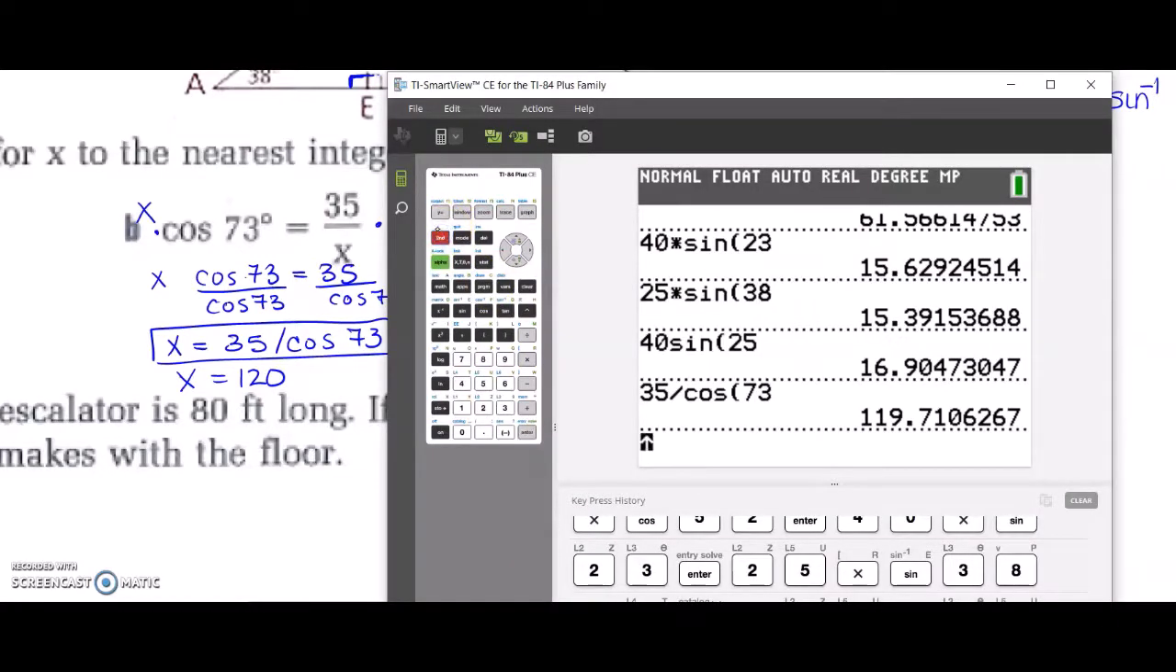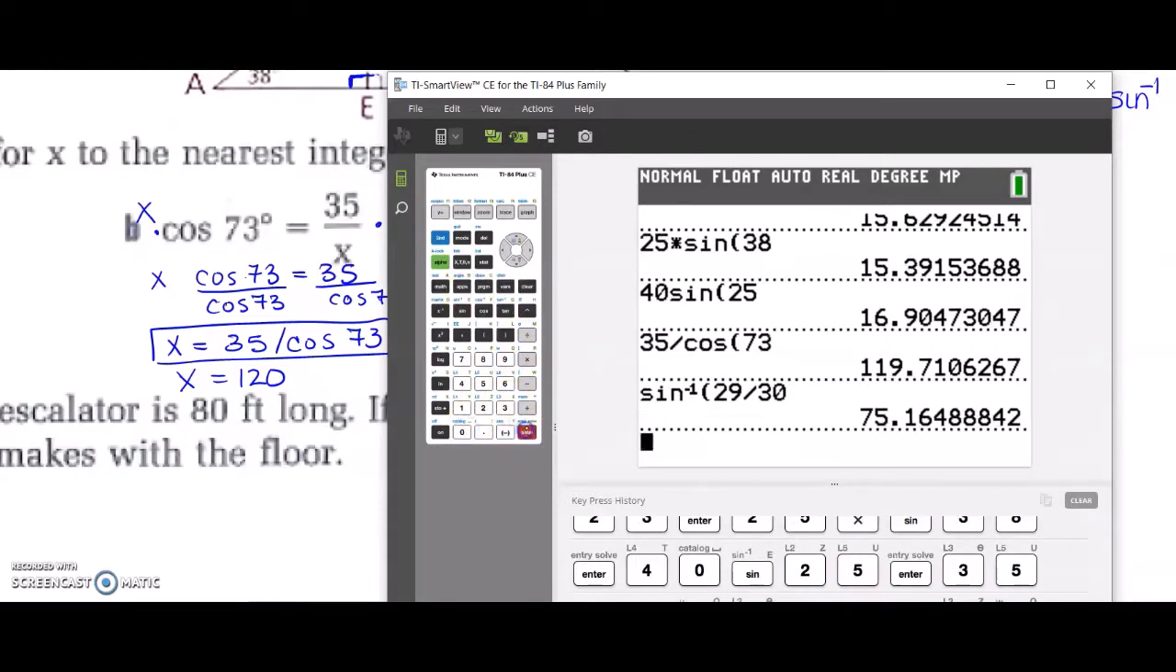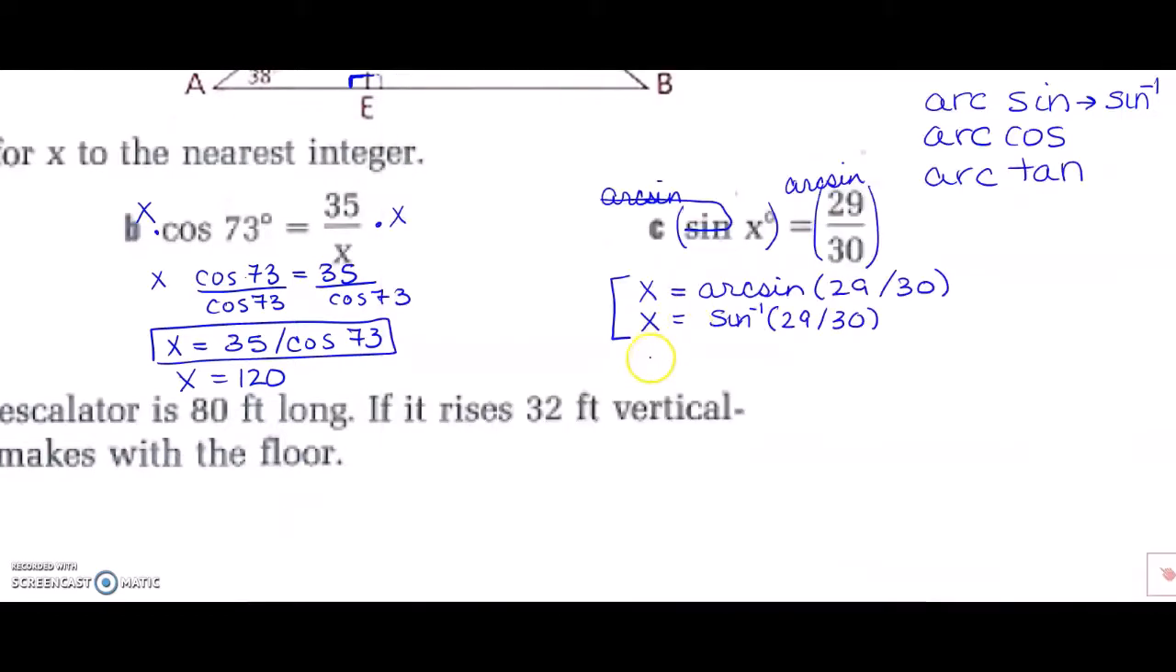And to get to the arc sine on the calculator, I have to hit second sine 29 divided by 30, and I get about 75 degrees.